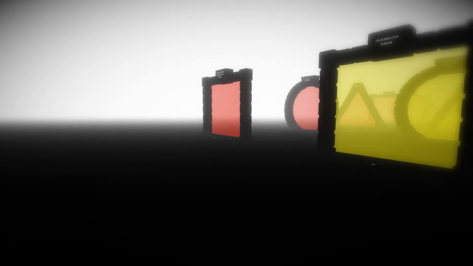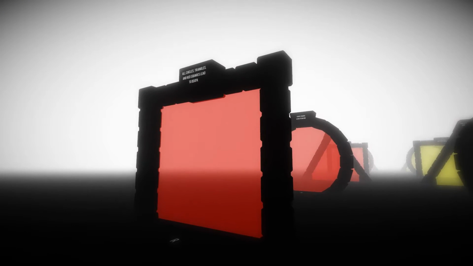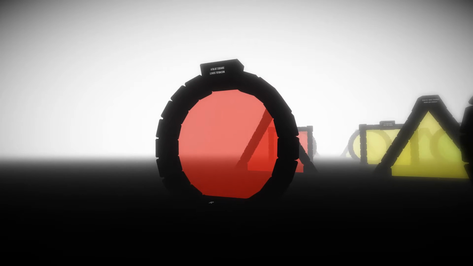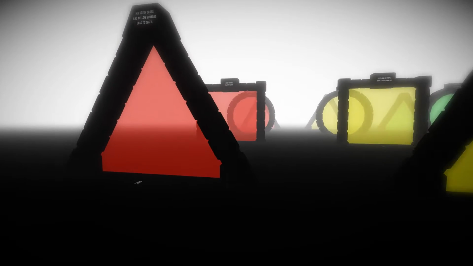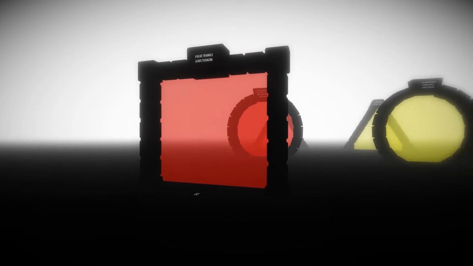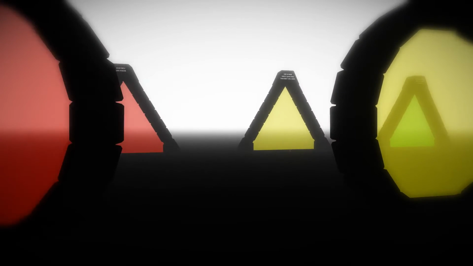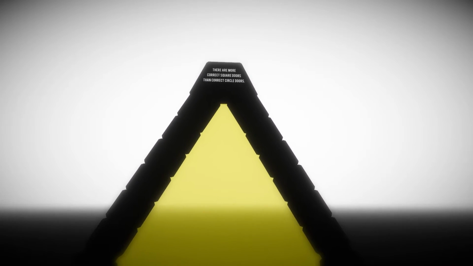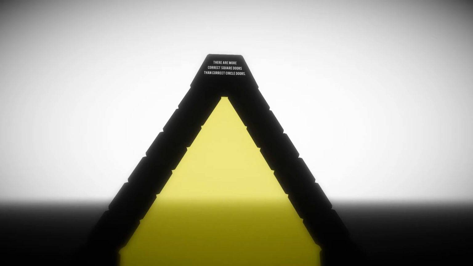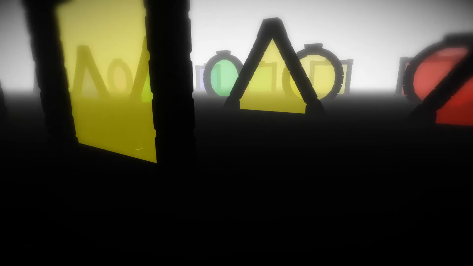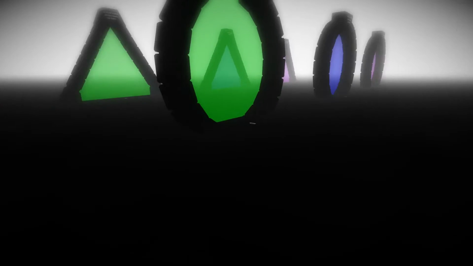Exactly one door leads to bacon. So this says blue square leads to bacon. This says blue triangle leads to bacon. So red is false. Okay, there are more correct square doors than correct circle doors. Well, that's false right there, because there's an equal amount.